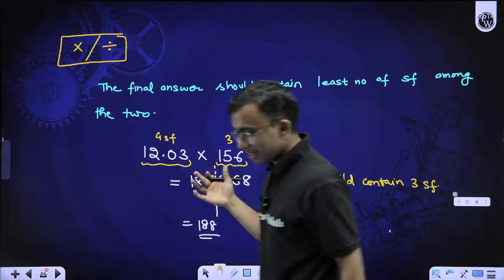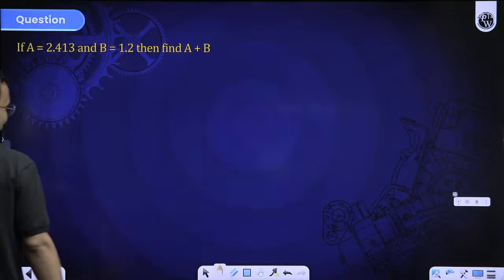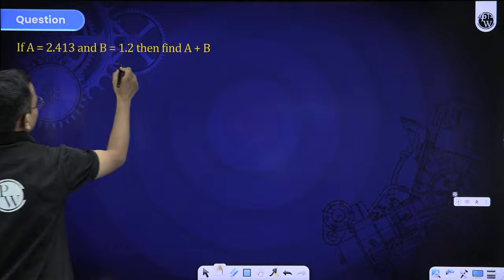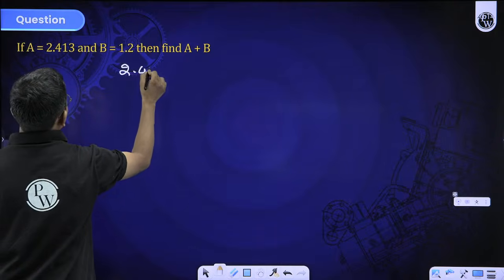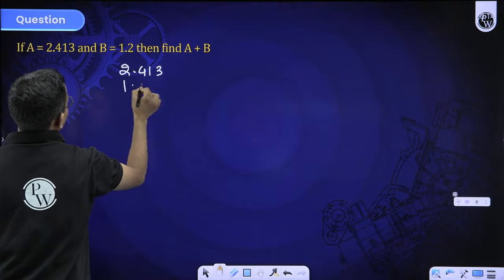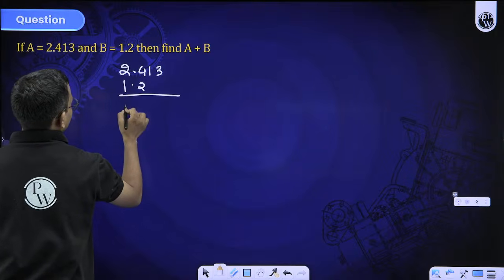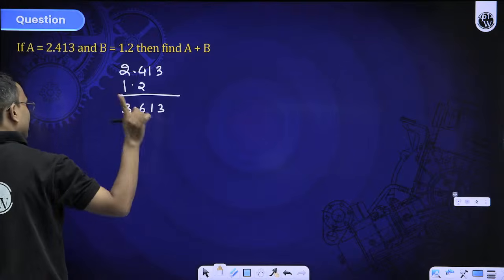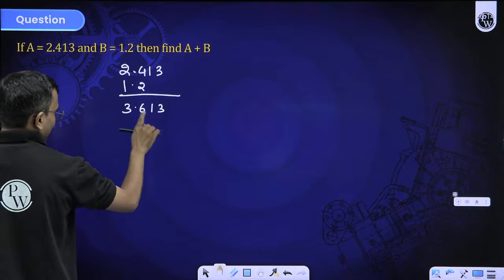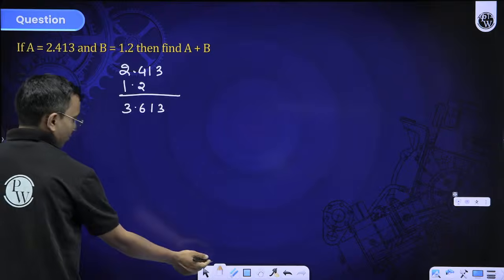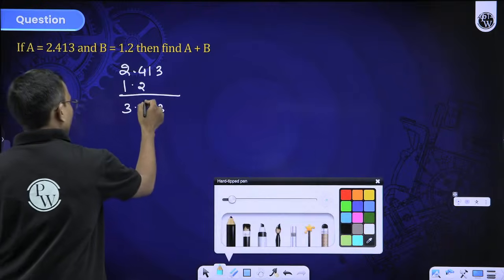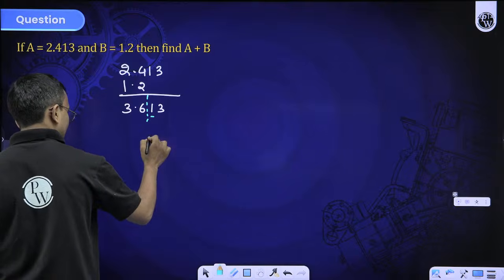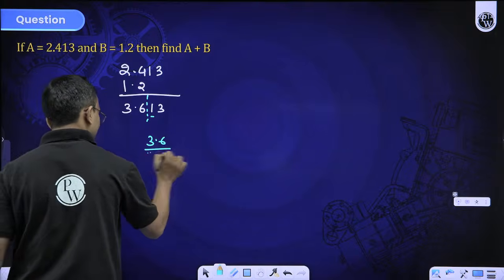And we have seen in JEE Advanced also these type of questions asked. You have to find a plus b. So just first add them. This is 3.613. Then after decimal place, it should have only one place, because here 1, here 3, only one place. So you have to round off from here. Is this less than 5? Yes. So drop it. The answer is 3.6. This is the answer.